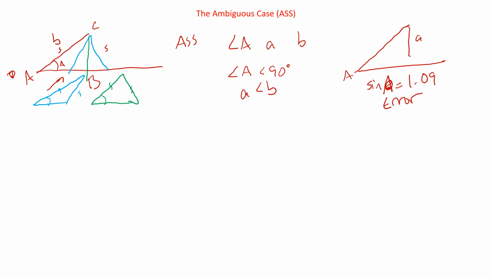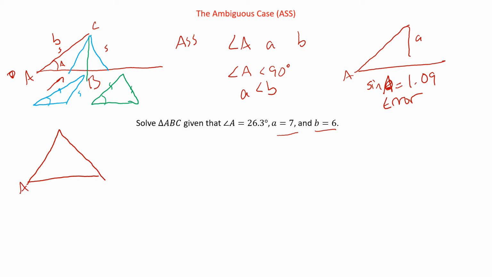So let's take a look at a problem here. We're going to solve triangle ABC given that angle A is 26.3 degrees, A equals 7, B equals 6. So A is bigger than B, so we don't have to worry about the ambiguous case here, which is fine because we're going to see how we can solve to get our other angles. So first, let's draw a triangle. We have angle A. Let's make this one B. Let's make that one C. So B was 6, A was 7, C is unknown.